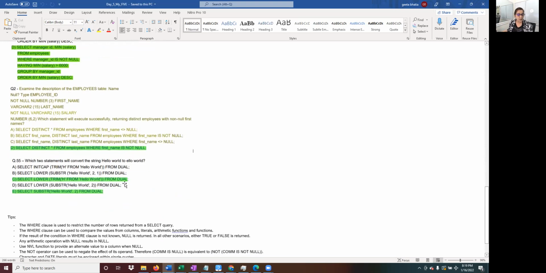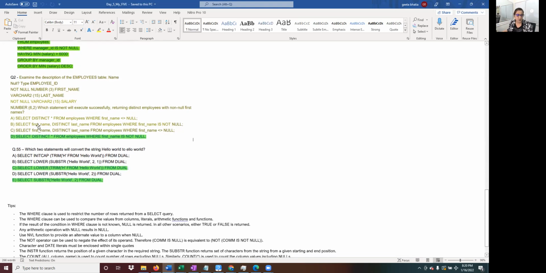Okay. Then the next question is that we again have the employees table. It's a little bit not aligned properly, but just understand that you will see a nice employee table with the column name, not null, and the data type. What is the question here? Which statement will execute successfully, returning the distinct employees with non-null first names?